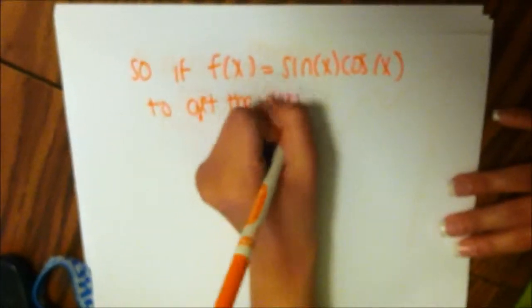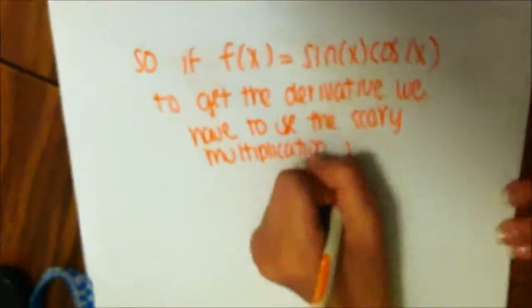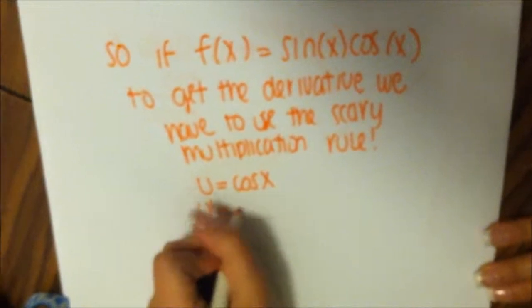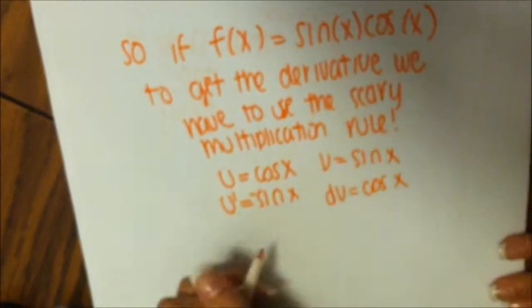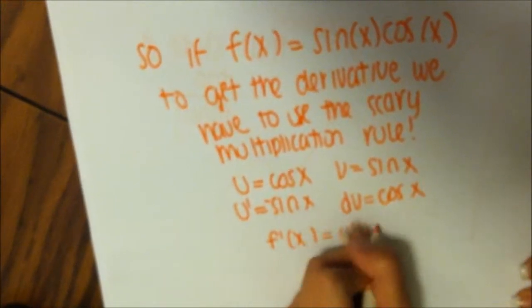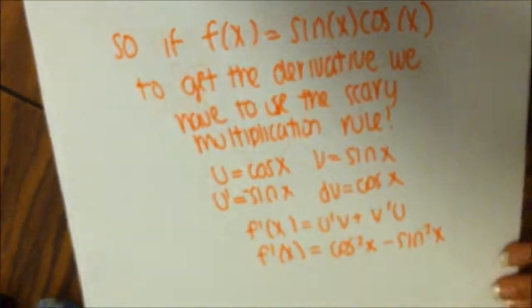u would equal cosine of x, u prime would equal negative sine of x, v would equal sine of x, and v prime would equal cosine of x. The derivative would equal u prime times v plus v prime times u. This would make the derivative of our function f prime of x equals cosine squared of x minus sine squared of x.